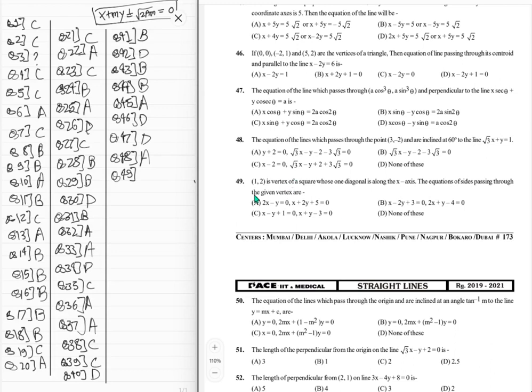1 comma 2 is a vertex of a square whose one diagonal is along the x-axis. Okay, the equation of sides passing through the given vertex. Oh, one diagonal is along the x-axis, and we are talking about 1 comma 2, like some point over here. So this is 2. That's all we really need to know. The equation of the sides passing through the given vertex.